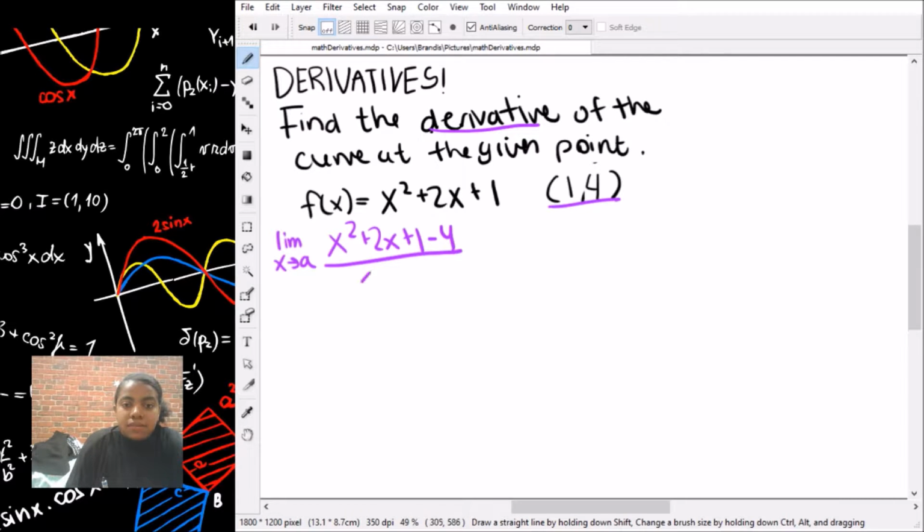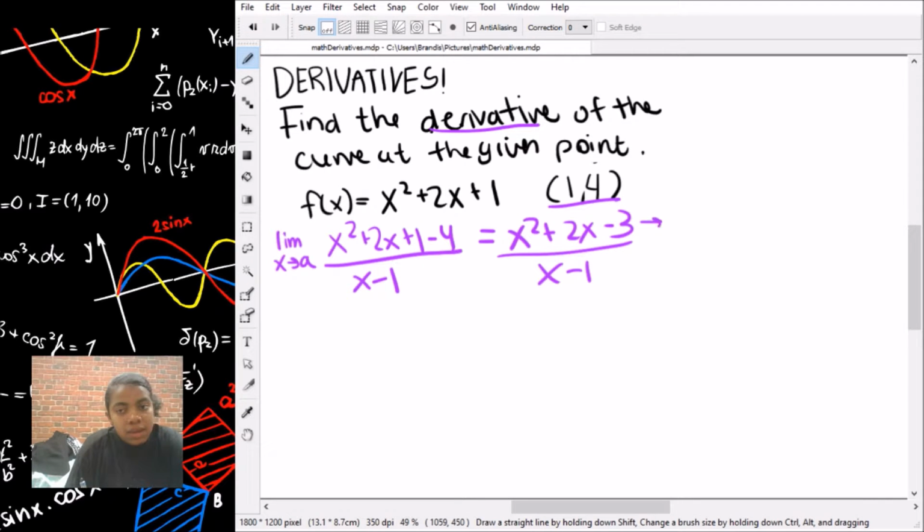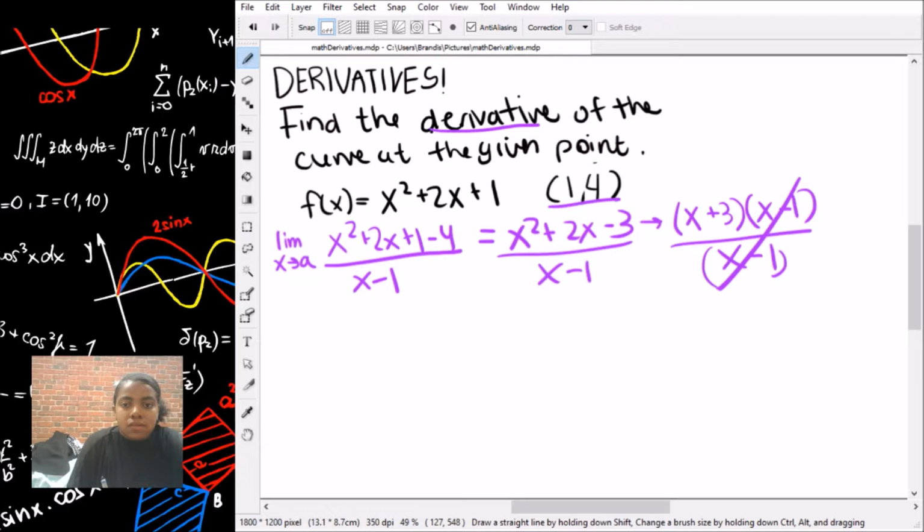And this is divided by x minus 1. That's going to be equal to x squared plus 2x minus 3 over x minus 1. And then we gotta factor the top. So we get x plus 3, x minus 1 over x minus 1. We can cancel these two, and we just get, oops, that's a 1.